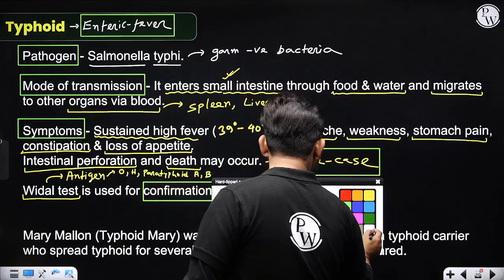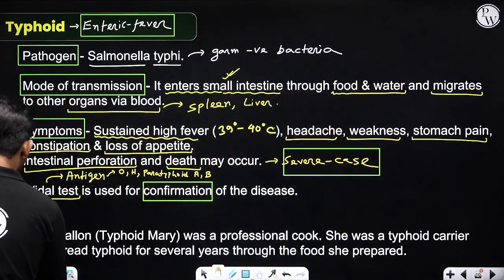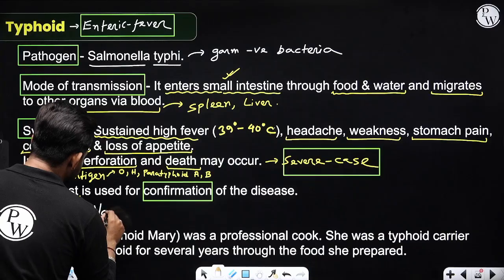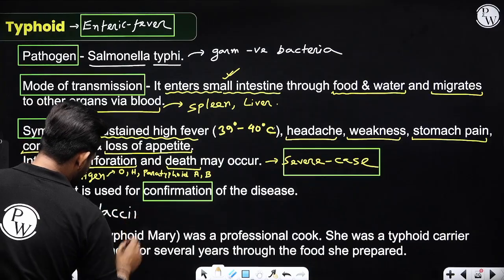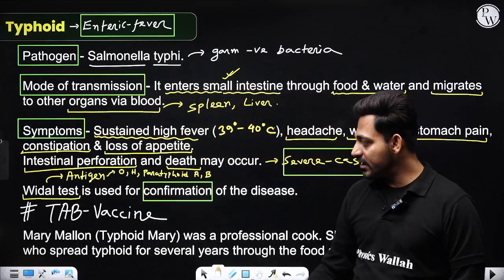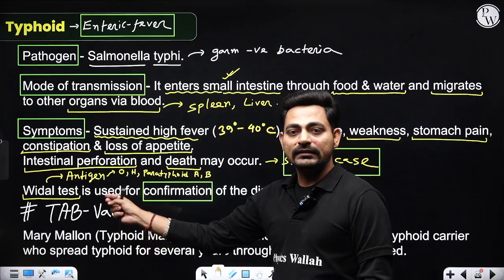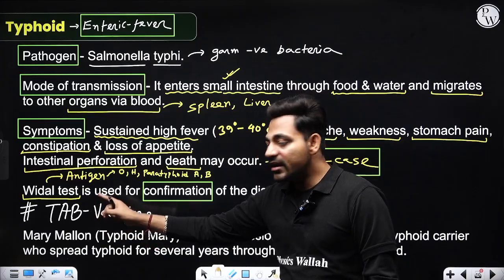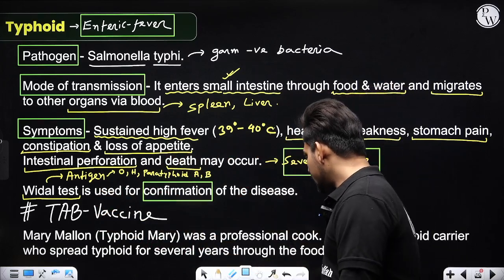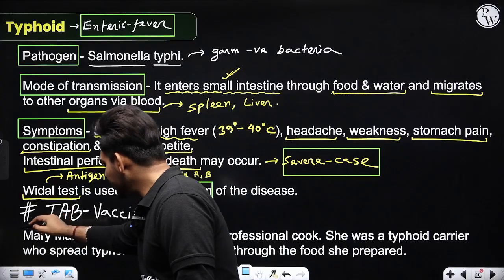And also there is the availability of a vaccine that is called TAB vaccine. This is a vaccine available for typhoid, that is TAB: typhoid, paratyphoid A, paratyphoid B vaccine. Okay. Now a classical case of medical history is given here.